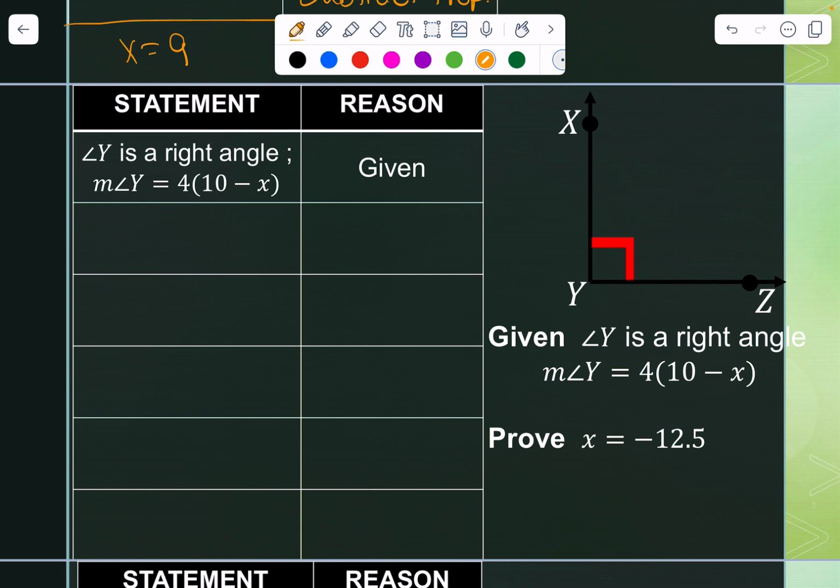A couple more here. So y is a right angle. The measure of angle y is 4 times the quantity 10 minus x. So what do we know? Well, here's where we can go. We know that they're giving me right angle for a reason. So what that tells me is the measure of angle y is 90 degrees. And that is from the definition of a right angle.